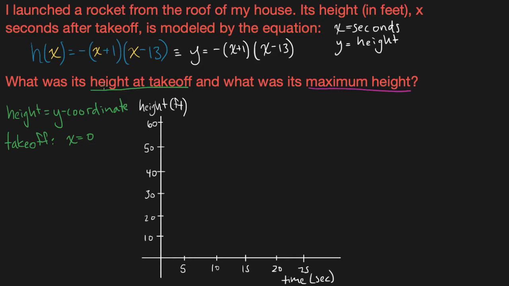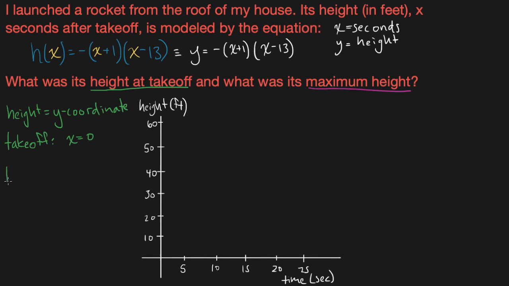And so in order to find out the height at takeoff, we just need to find out what is the y value, or what is the height of the rocket when x is equal to 0. And so in order to do that, we can use this function notation here, substitute in 0 for x, and see what we get out of the function. So I'll go ahead and do that here.